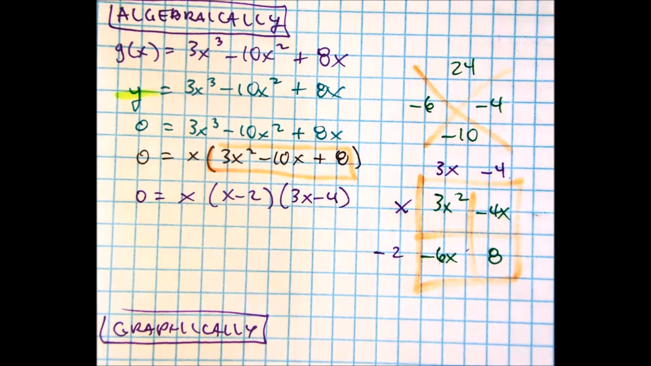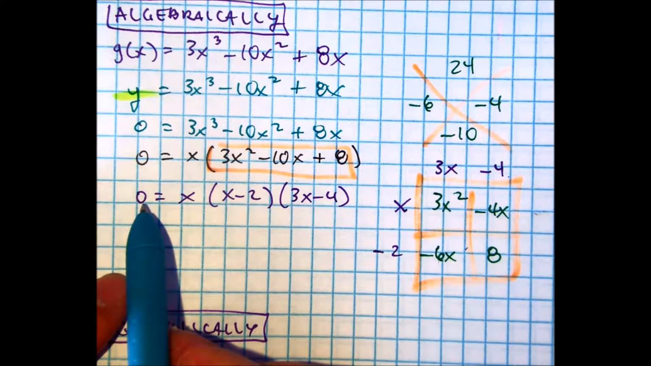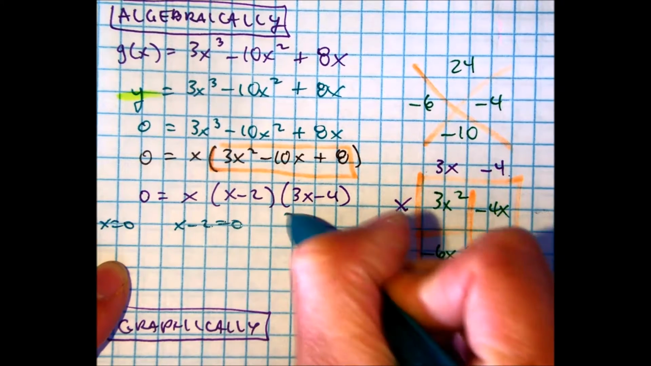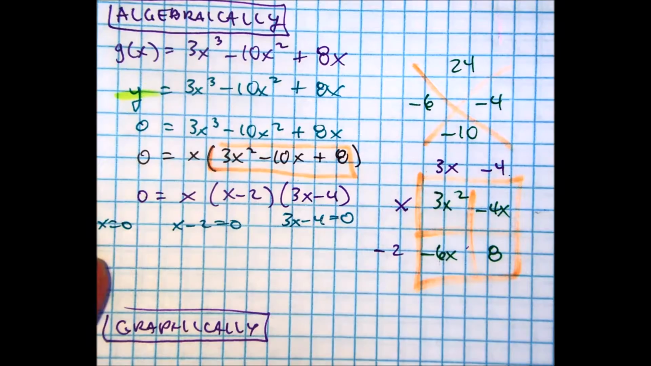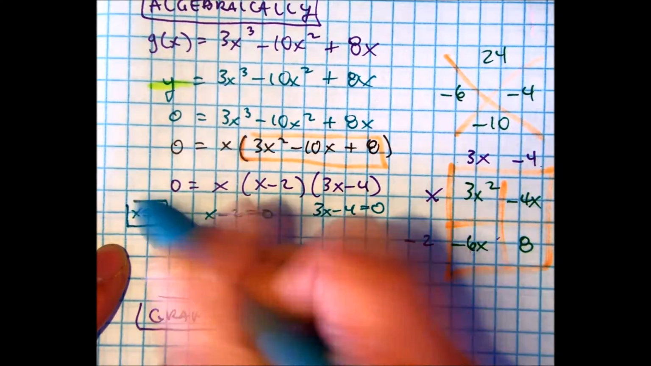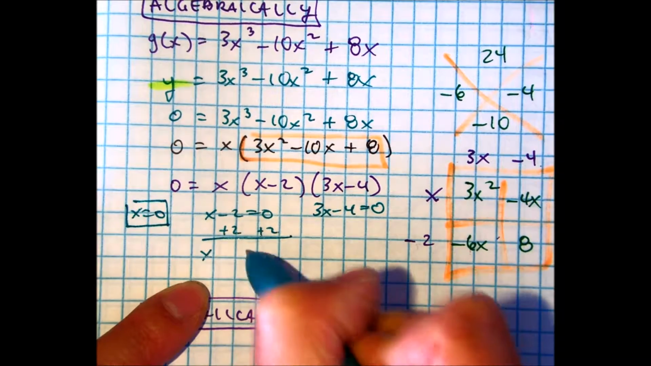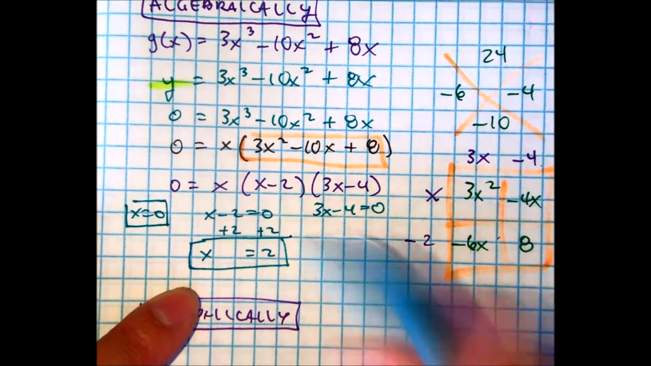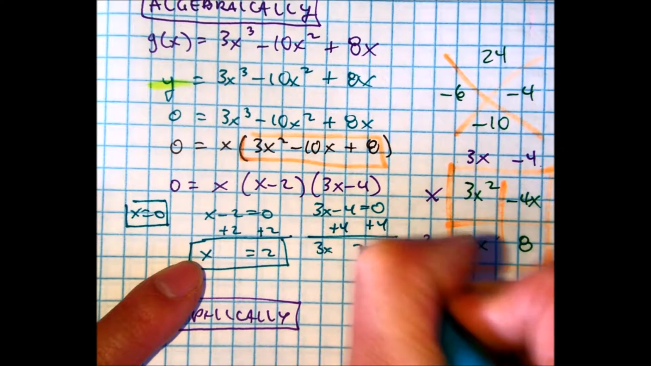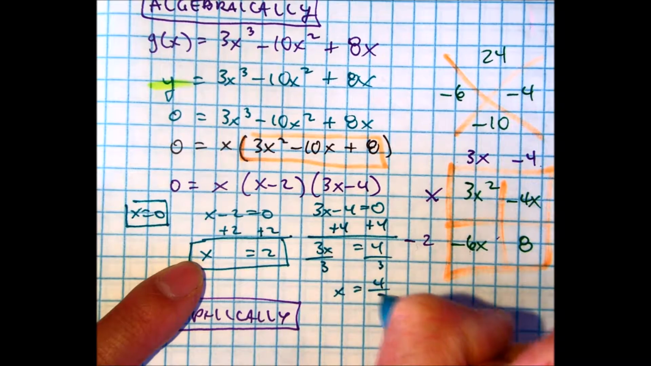Now I'm just going to solve. It already tells me that one of these must be equal to 0, so I'm going to set each of them equal to 0. Look here, you already have x equals 0, that's a solution. Add 2 to both sides, x is equal to 2 is a solution, and if you add 4, divide by 3, x equals 4/3.